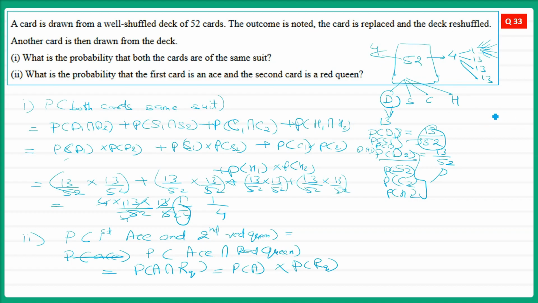So how many aces are there? There are 4 aces in all. In a deck of 52 cards, there are 4 aces, one from each suit. So there are 52 cards in all, and 4 aces. So 4 by 52 is the probability of getting an ace.